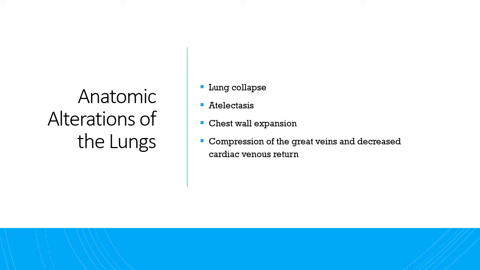As the lung collapses, the alveoli are compressed and atelectasis happens. In severe cases, the great veins may be compressed and cause venous return to the heart to diminish. A pneumothorax produces a restrictive lung disorder. The major pathologic or structural changes associated with a pneumothorax are lung collapse, atelectasis, chest wall expansion in tension pneumothorax, and compression of the great veins and decreased cardiac venous return.